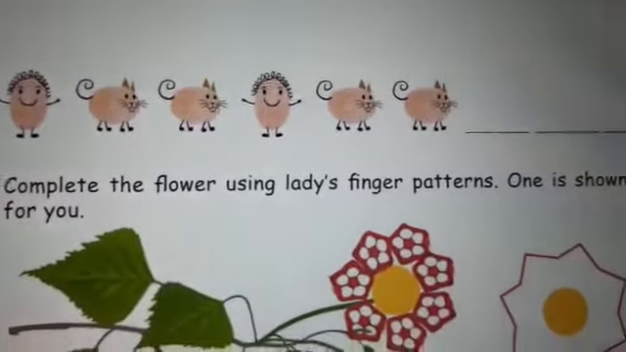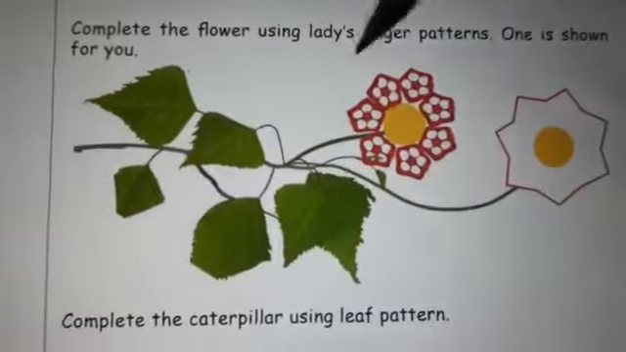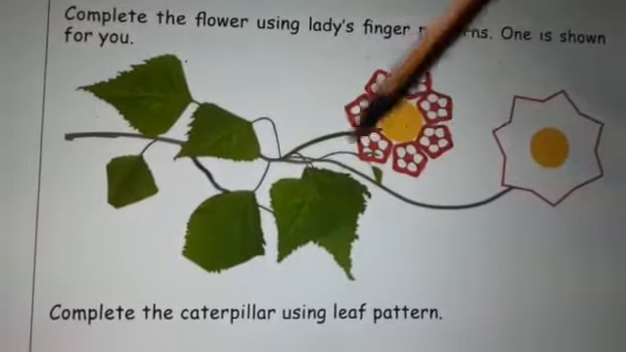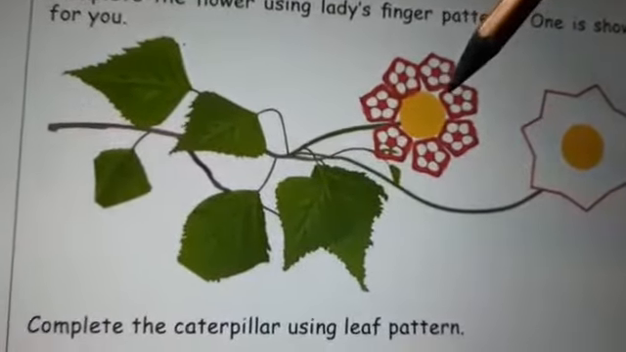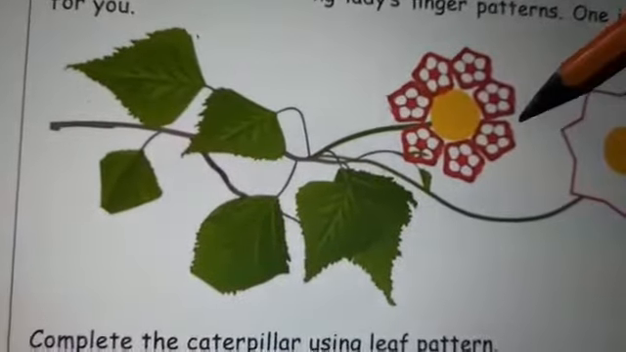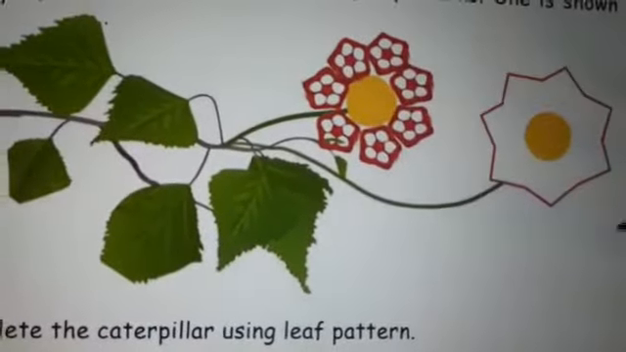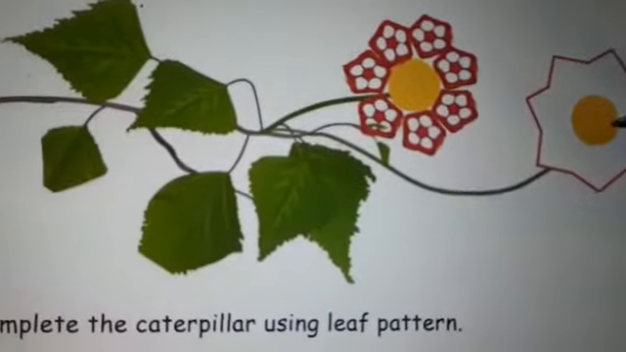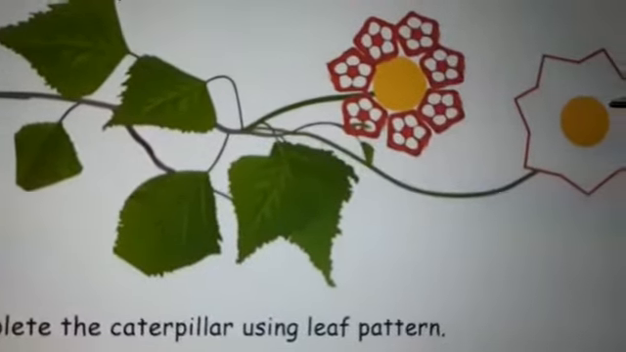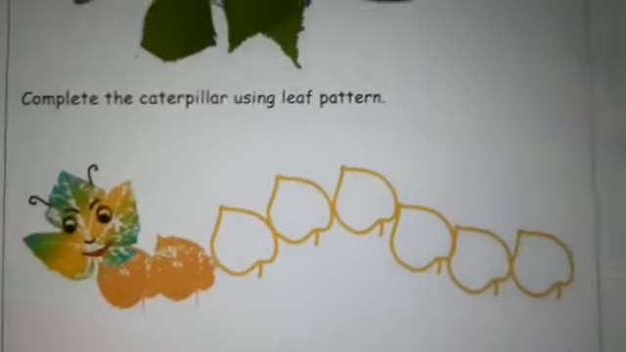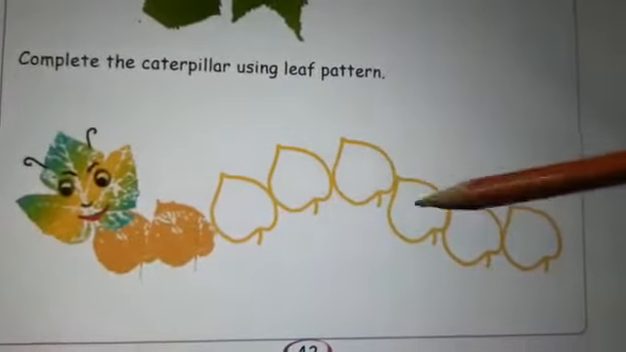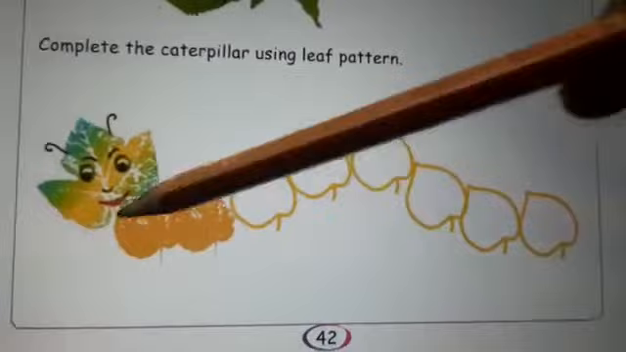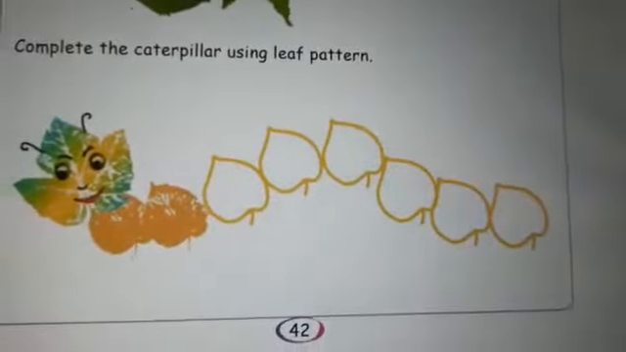Okay children, see here, what pattern is this? It is a lady's finger pattern. Cut the lady's finger and dip it in the red color and complete this flower. Okay children, like this you have to complete this. See this, it is a leaf caterpillar. This pattern is a leaf pattern and it is a leaf caterpillar.